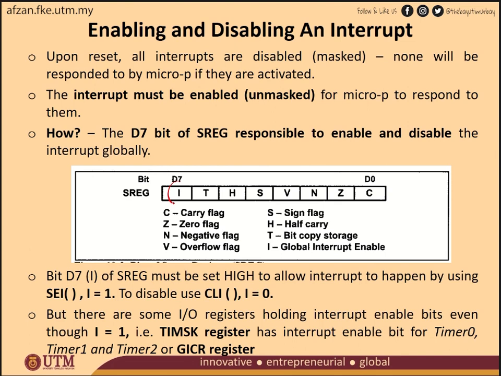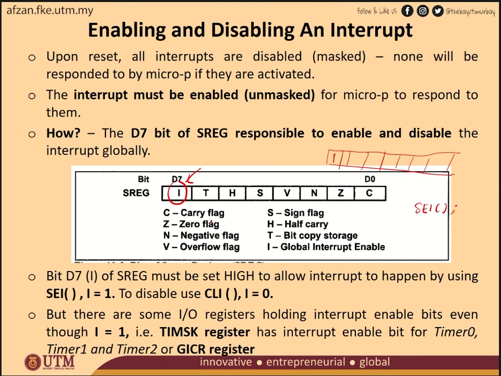You see here, this is I, bit 7. This is the most important bit in the interrupt. So how do you enable this bit I? To enable this bit I, you can use the SEI instruction. Every time you do SEI(); with the brackets and semicolon, you make your status register bit 7 become 1. So the bit 7 here will be set, which means that you enable your interrupt globally.